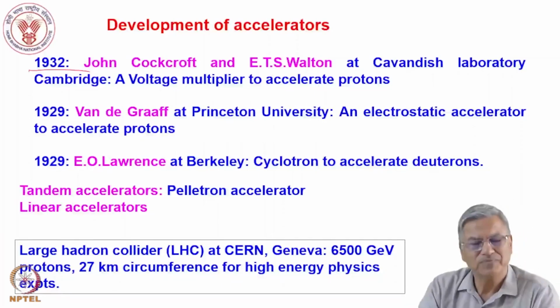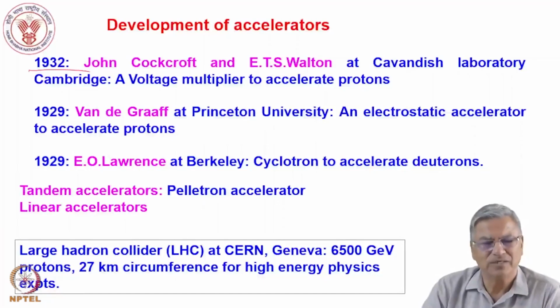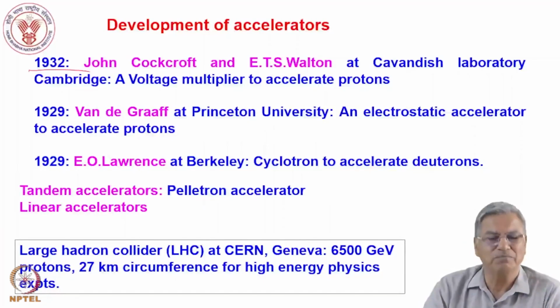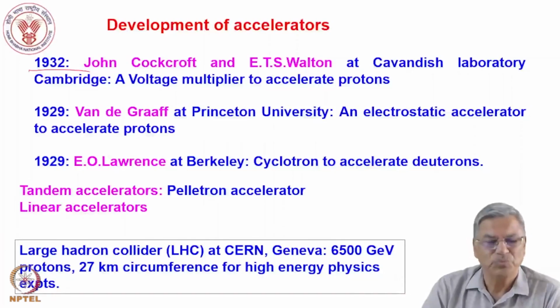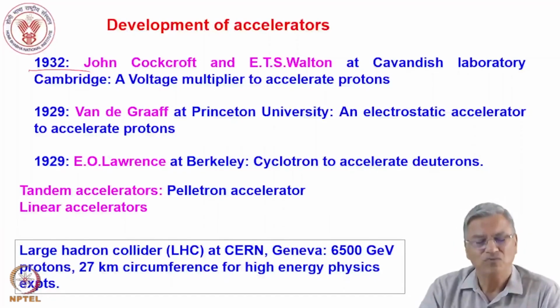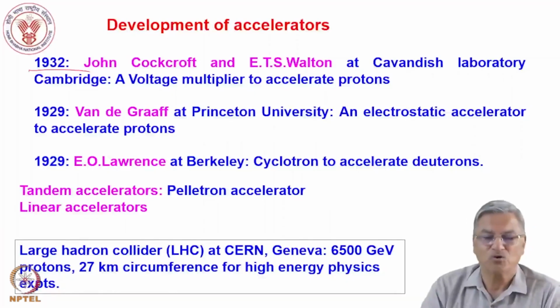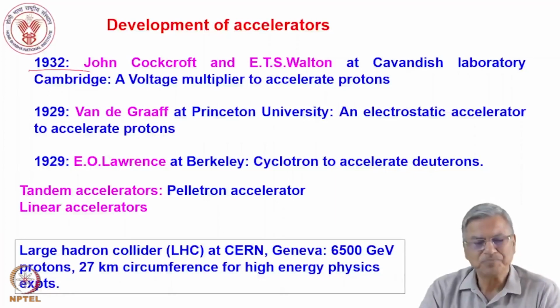So you can multiply the voltage to higher and higher voltage, and then you can accelerate the charged particles. Though it was developed in 1929, they split the atom using protons in 1932. They demonstrated for the first time that using accelerated charged particles, you can cause a reaction in a nucleus. For this, Cockcroft and Walton got the Nobel Prize in 1951. So that was a landmark development in the early 1930s.